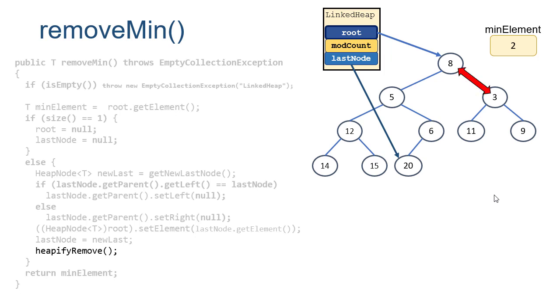And that's going to compare 8 and 3, realize there's a problem, and is going to move the 8 down. Then it'll compare the 8 and the 9. It's always going to compare with the smaller child. And here, 9 is smaller than 11, so we compare with that. 8 is smaller than 9, so it's smaller than both, because if it's smaller than the smallest child, it's smaller than both children. So therefore, it's properly ordered. So we're done with heapifyRemove. And then we're going to return min element, the element that was originally stored at the root. Notice we have the same root, but it holds a different element, and we have a new last node.